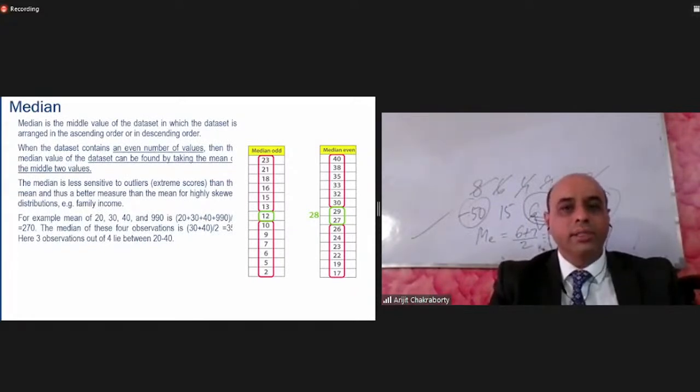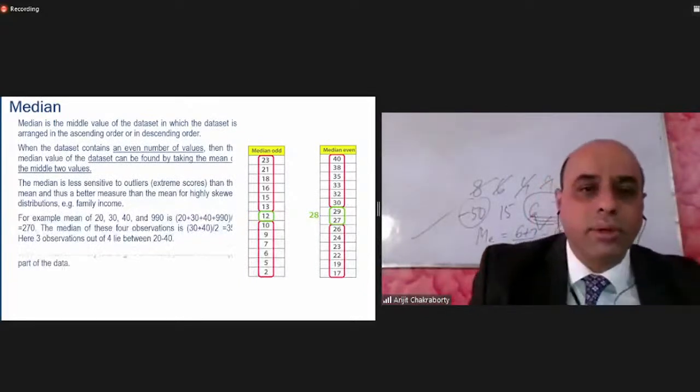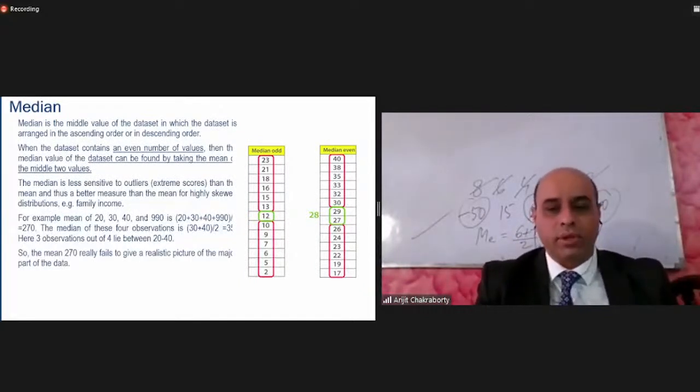Okay, now let us see some. There are only two simple formulas which we need to remember, and we will look at the median formula.